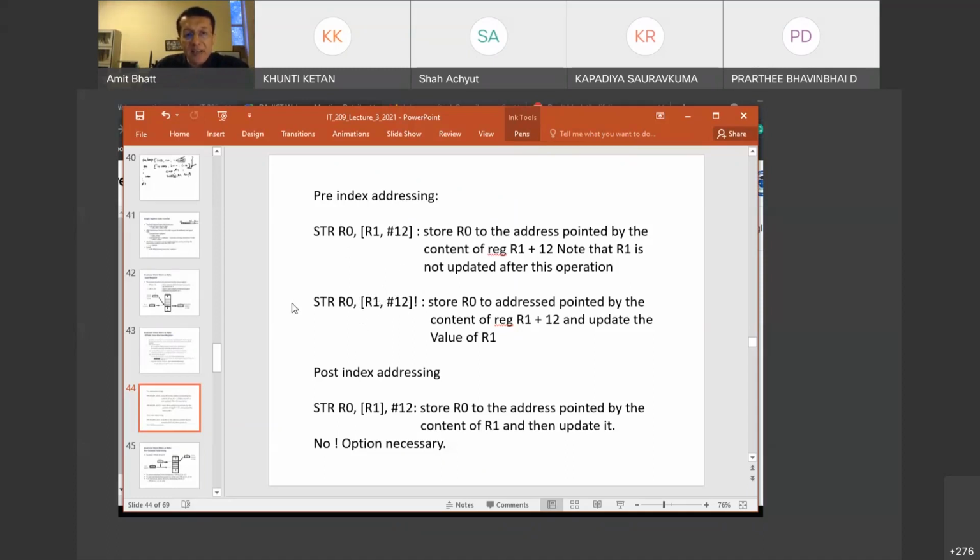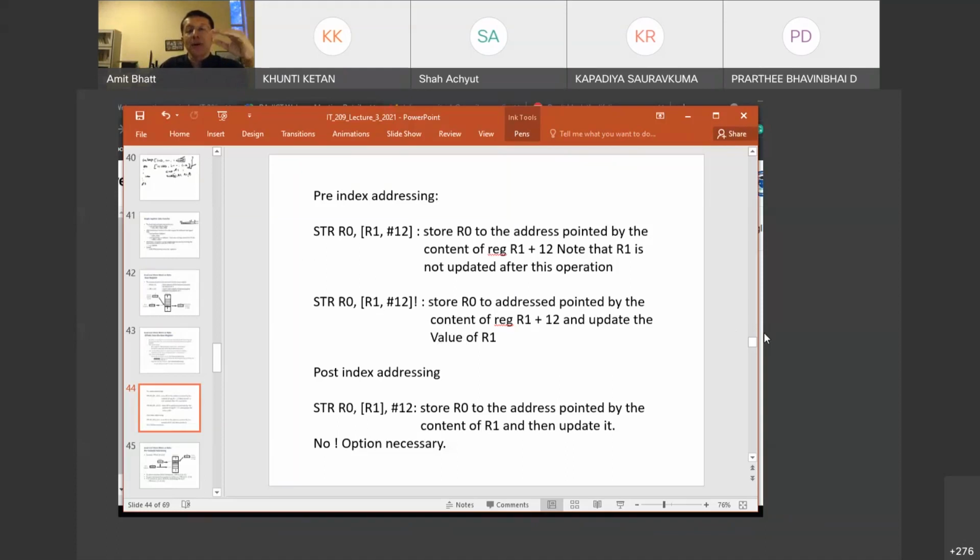And then next time when you come, the value of R1 would already be an updated value of R1. That means R1 plus 12, and again 12 is added to that, so it goes to the next location and so on. Now, some people like post-index addressing.